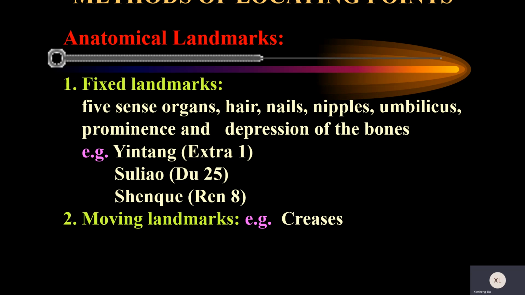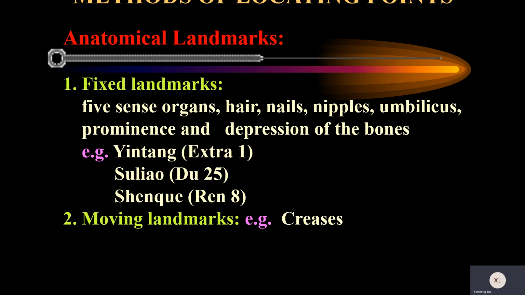We palpate to find them, typically for the Bladder channel points, Ba on the Bladder channel. Here are Yintang, extra 1 point, between the eyebrows. And Suliao is on the tip of the nose, based on the fixed landmarks. And Shenque in the belly button, CV8. And still number 2 is the moving landmarks.